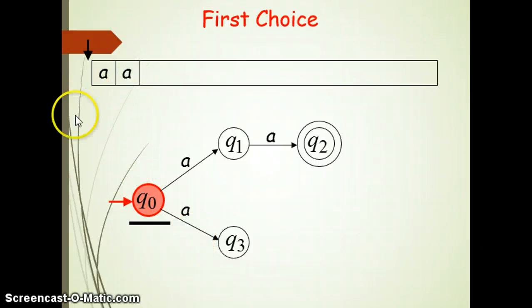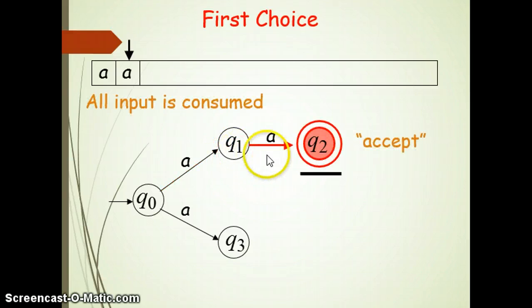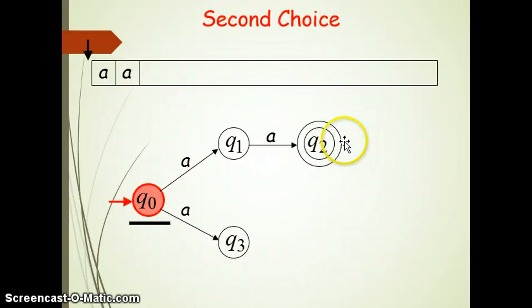For example, we are taking two input symbols from Q naught. Which path, or which transition, or which move can I choose? This is one move: from Q naught, after reading input symbol A, I may reach Q1. The next symbol is also A. From Q1, after reading A, I can move to Q2. Now I have reached the accept state. So this non-deterministic finite automata accepts the string AA.